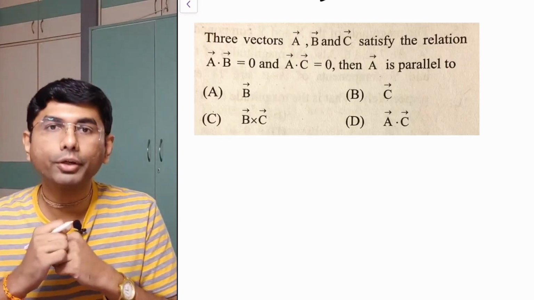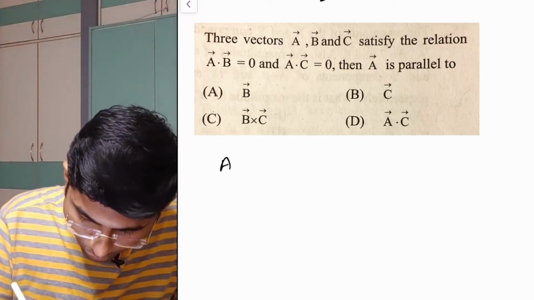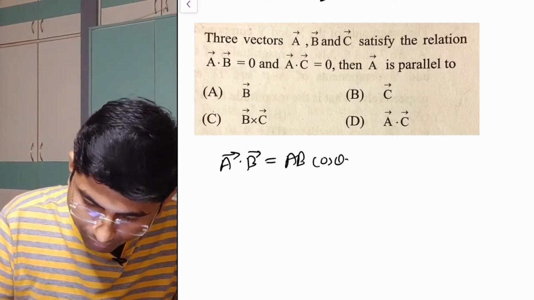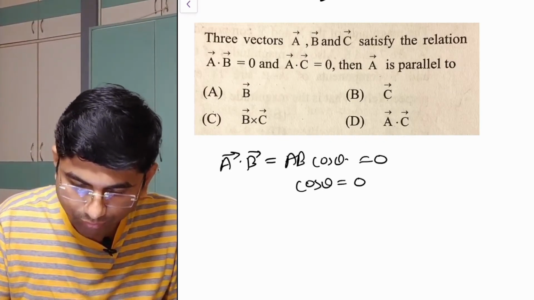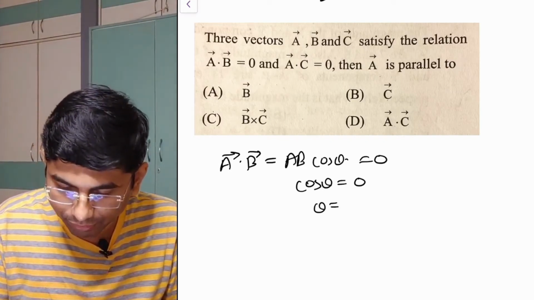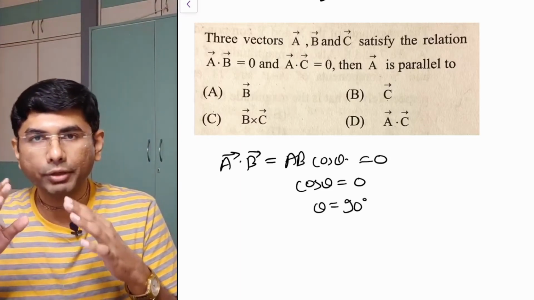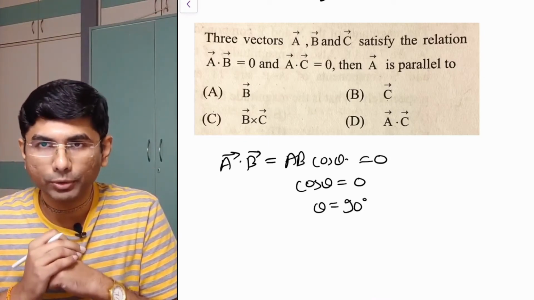Now here already the dot products are given. What is the dot product? Whenever we say the magnitude, dot product is only the magnitude. What is the value? AB cos theta. Whenever I am saying it's 0, then cos theta is equal to 0. Cos theta is 0 means theta is equal to 90 degrees. Whenever two vectors are orthogonal, perpendicular to each other, their scalar product is 0.